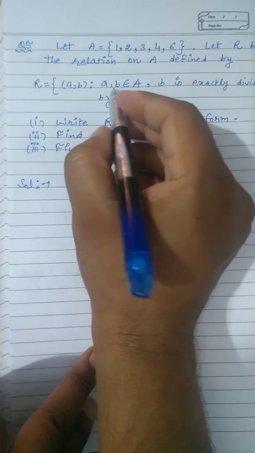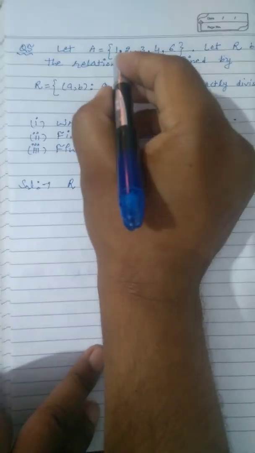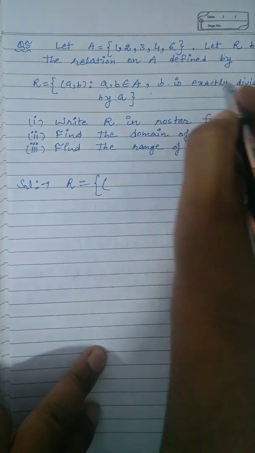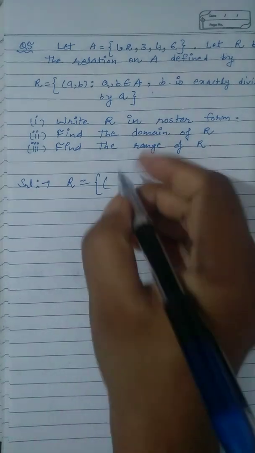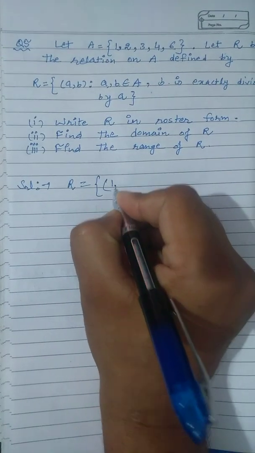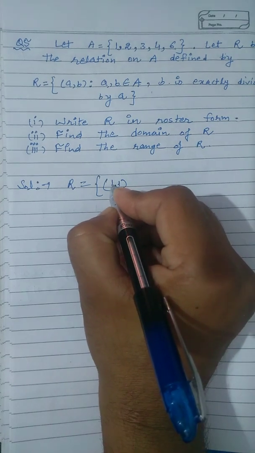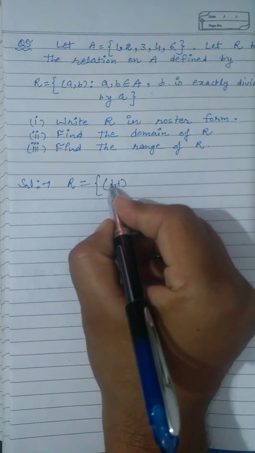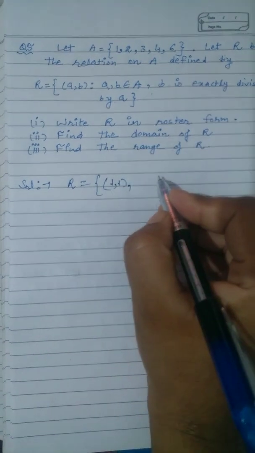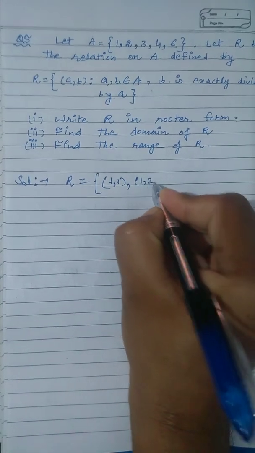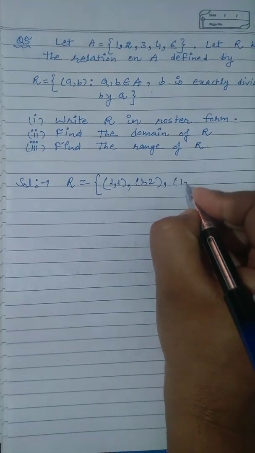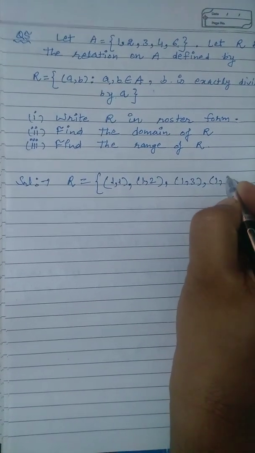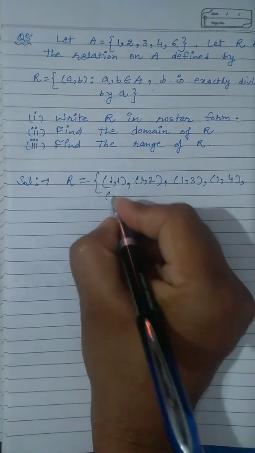Ordered pair (a, b), a comma b belongs to A. This is set A. But b is exactly divisible by a. So how we can write this? The very first ordered pair should be (1, 1), because 1 is exactly divisible by 1. Second ordered pair is (1, 2), 2 is exactly divisible by 1. Next is (1, 3), (1, 4), (1, 6).